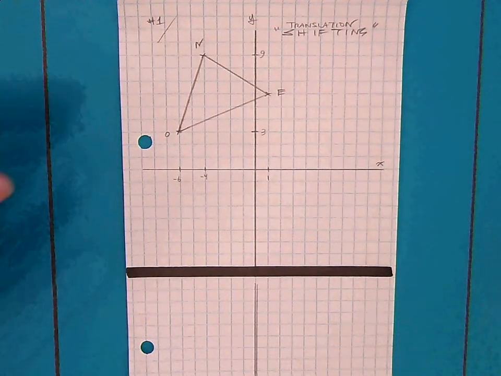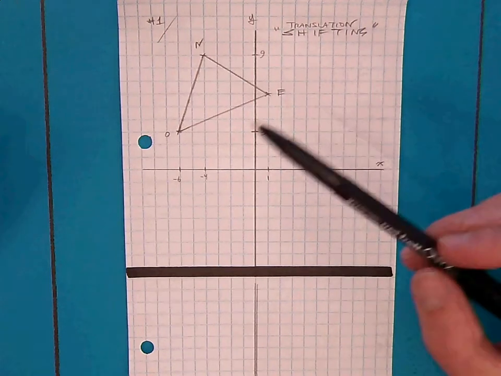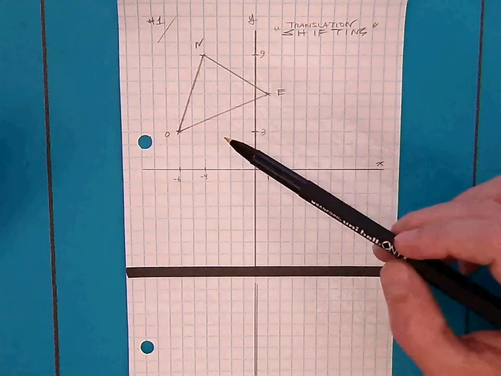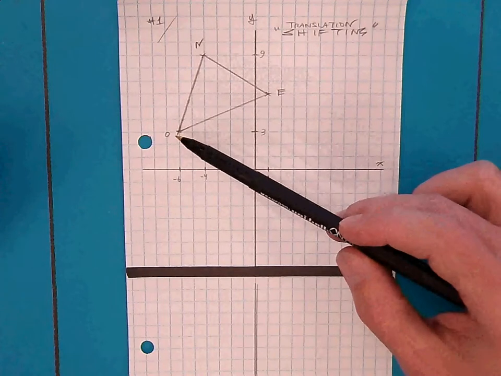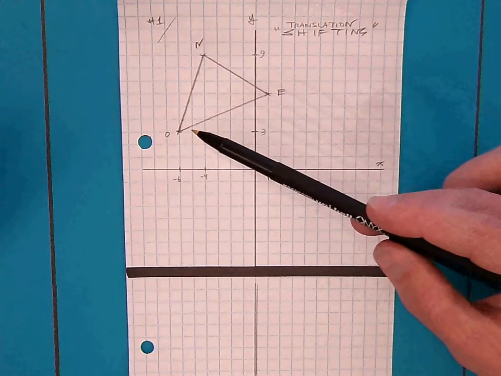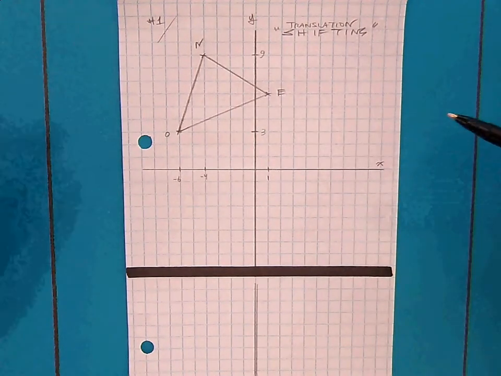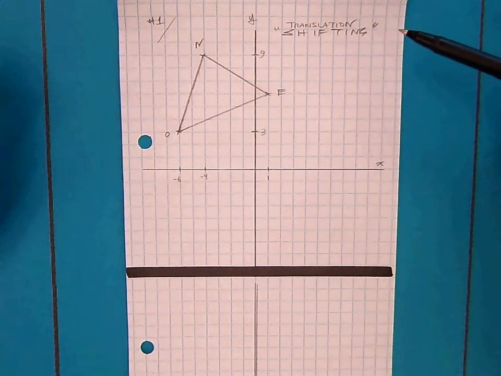All right, for our first transformation, we call it a translation or shifting of points. And we have this triangle here, triangle ONE. And we're going to translate each of these points and move the location of this triangle. To do that, we're going to move to the right.